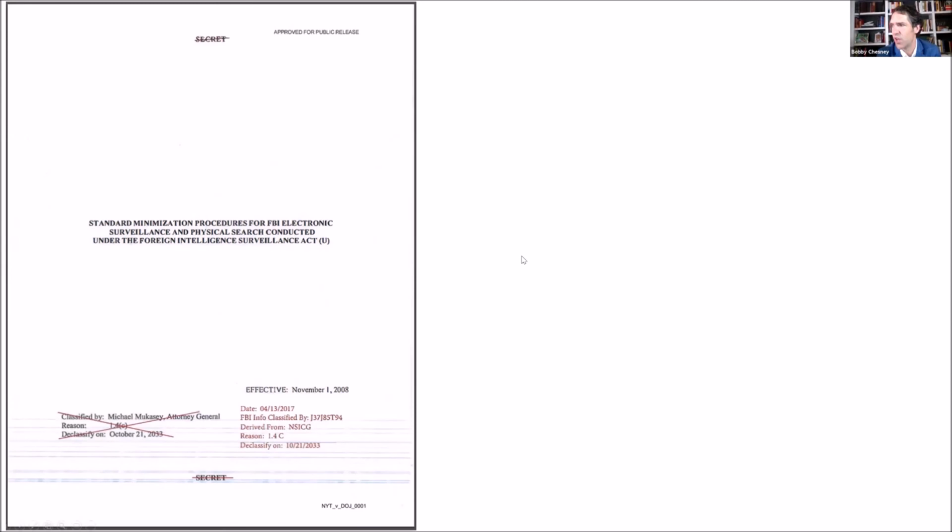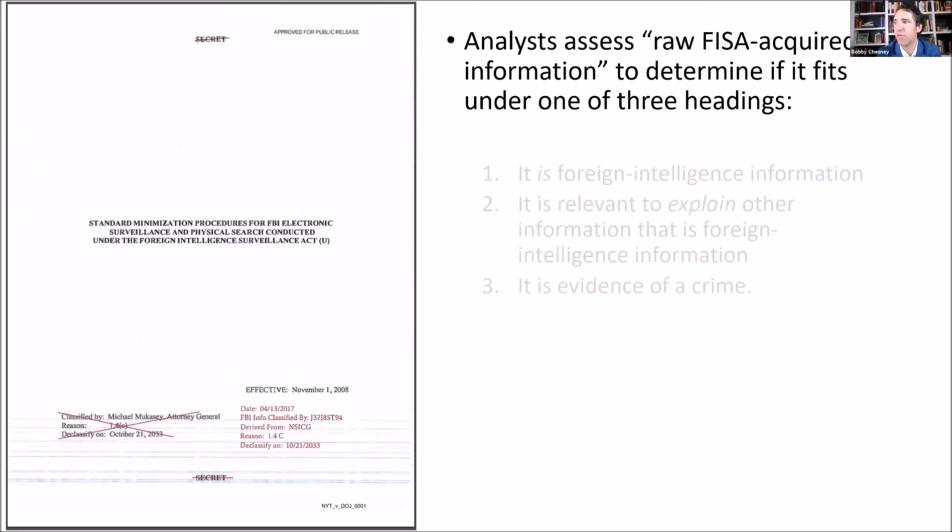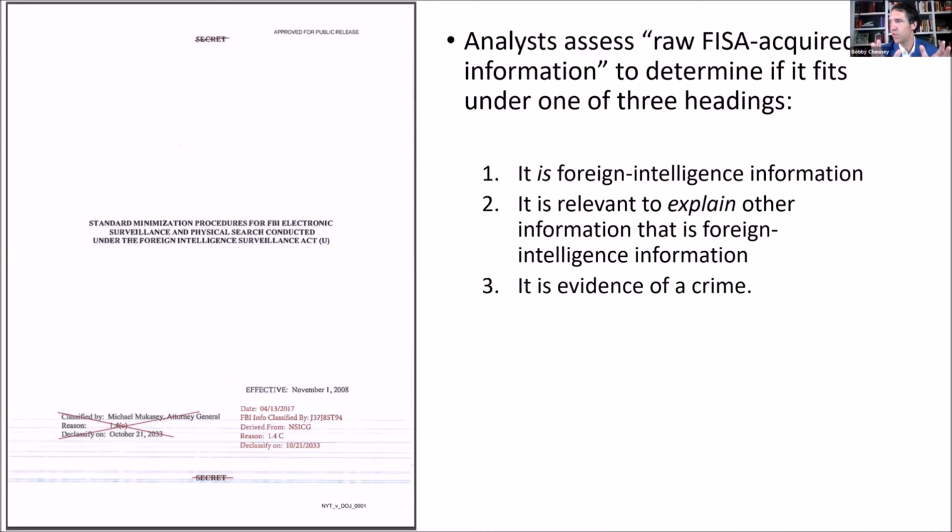Here's how it works in a nutshell. The analyst who sees the raw information initially, they've got to make a finding. Is this in fact foreign intelligence information? Because that's why we conducted the surveillance. If so, no problem. Is it at least, even if it's not foreign intelligence information itself, does it help give us useful context on other things that are foreign intelligence information? That counts too. And then notice this big third category. Even if it's not those things we were looking for, did we, by gathering this information, stumble upon evidence of a crime? If so, you can share it.